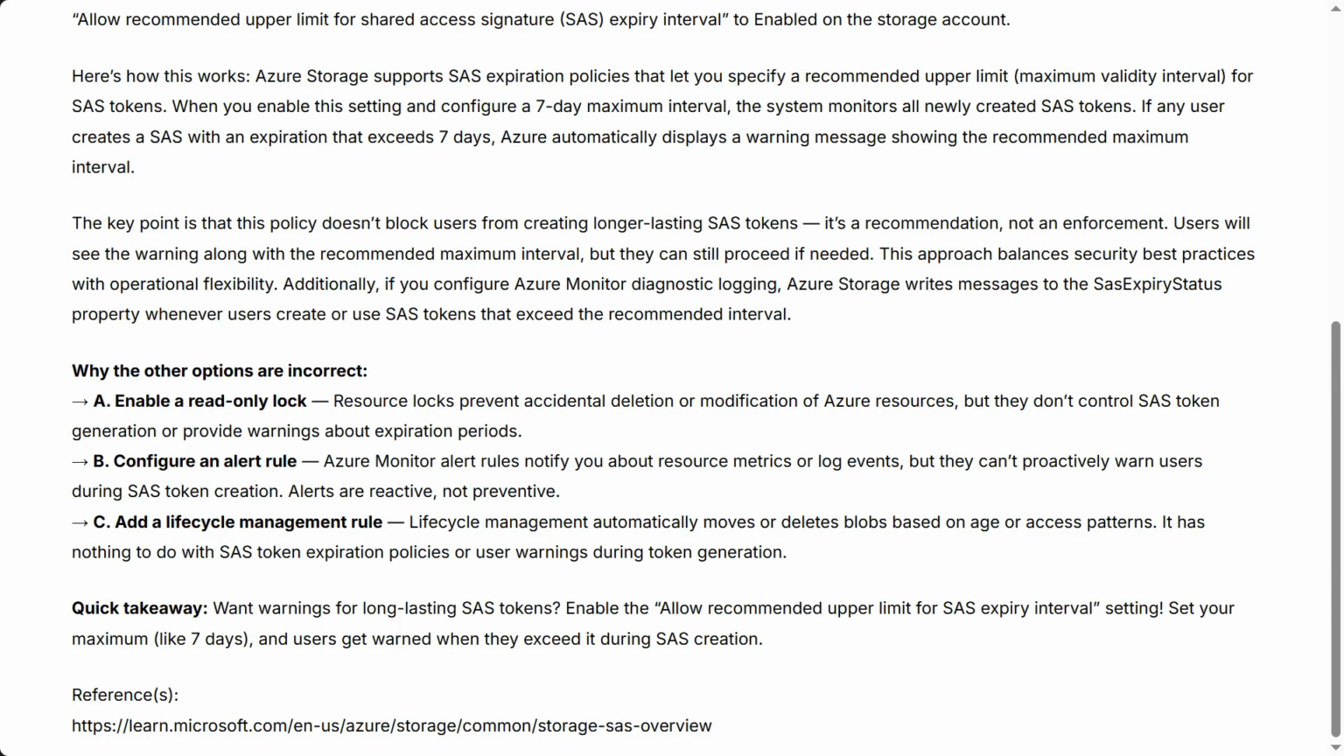C. Add a lifecycle management rule. Lifecycle management automatically moves or deletes blobs based on age or access patterns. It has nothing to do with SAS token expiration policies or user warnings during token generation.